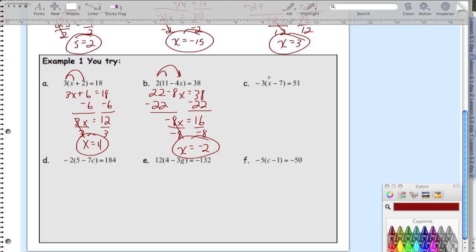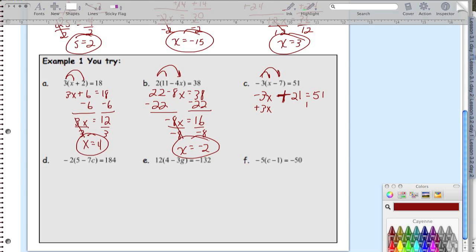Letter C, I'm going to distribute this negative 3 in and get negative 3x. Minus comes down because that's the operation in the parentheses. And then negative 3 times 7 is negative 21, equal to 51. Now I have minus and negative, so I don't want that. That's really the same as plus a positive, or one big plus. Okay, so negative 3x plus 21, I'm going to add 3x to both sides.